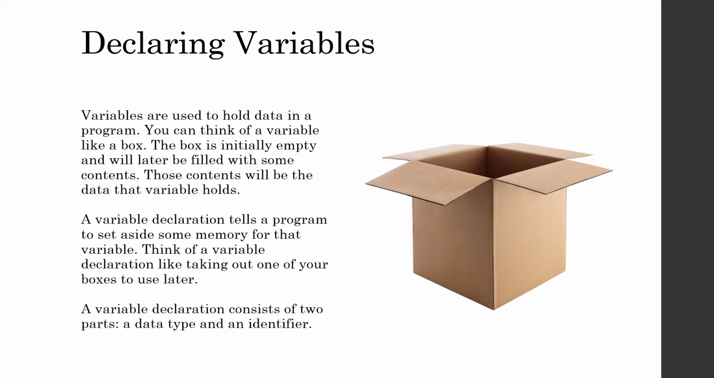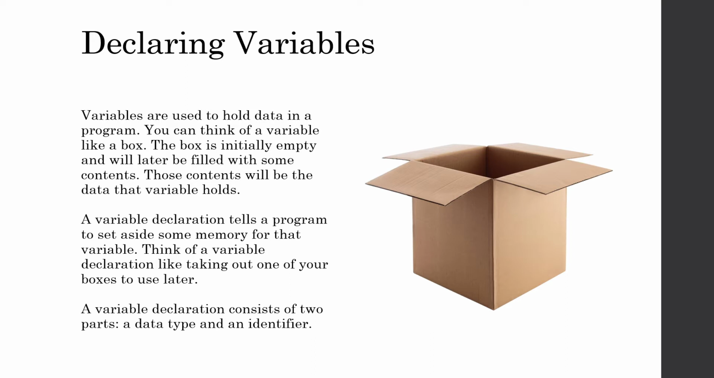So a variable declaration tells a program to set aside some memory for that variable. Essentially, it's saying, okay, I've got this large room, maybe like a giant warehouse, and I want a place to put one of my boxes. So I've got to bring that box in and set that down somewhere in that warehouse. And so this variable declaration is how I say that I'm going to set aside some space for that box. So I'm going to set aside some memory for that variable.